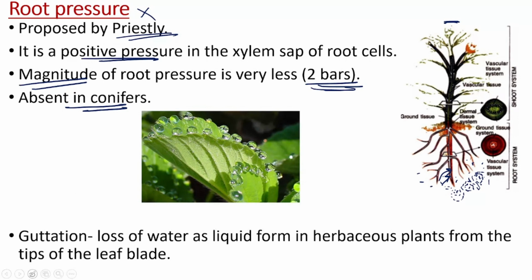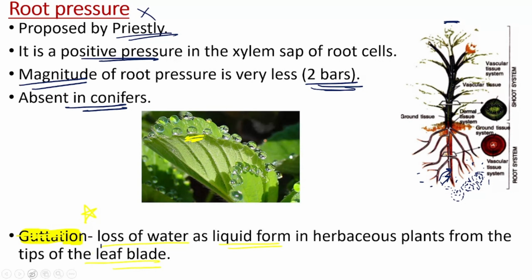Now there is an important phenomenon known as guttation. What actually is guttation? You can see here a beautiful leaf, right? And near the margins of the leaf we can see certain small water droplets. The loss of water as liquid form in herbaceous plants from the tips of the leaf blade is called guttation. So guttation is loss of water in the form of water droplets.